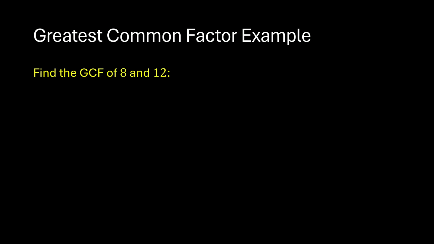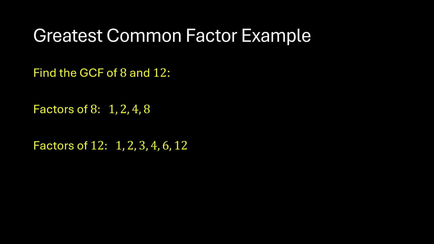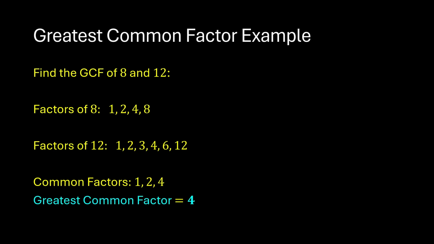Now let's take a look at the greatest common factor of 8 and 12. The factors of 8 are 1, 2, 4, and 8. And the factors of 12 are 1, 2, 3, 4, 6, and 12. The common factors are 1, 2, and 4. Therefore, the greatest common factor is the largest of these, and that's the number 4.